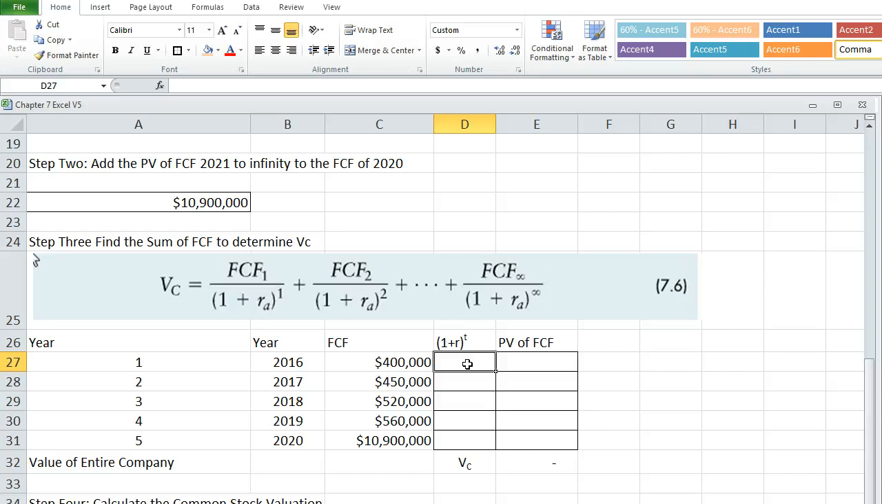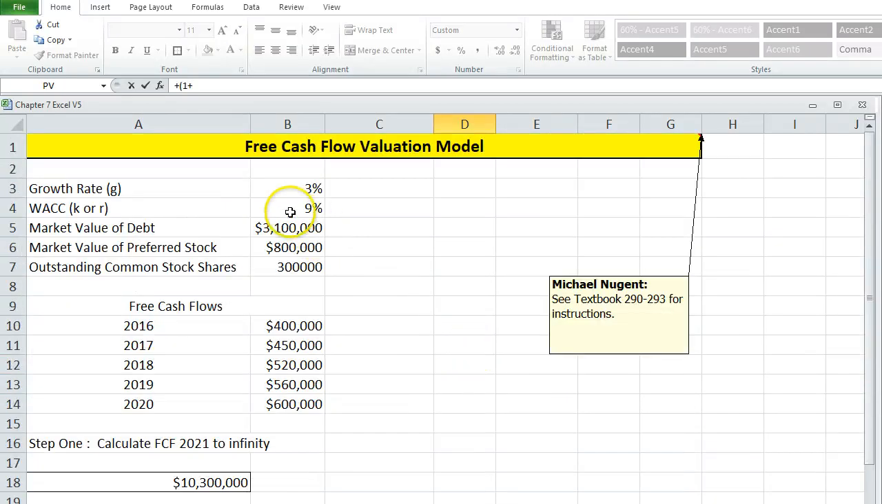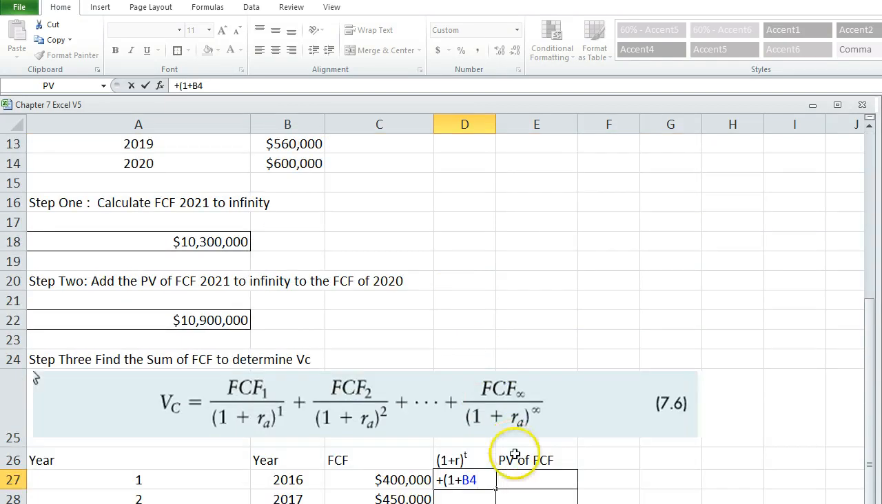Okay, so 1 plus r to the t, this is calculating our factor. So let's go parentheses, 1 plus r. So we know we have r up here. Close parentheses, using the caret, which is the icon above the number 6 key, using shift to get that, and this is our exponent. Now I'm going to lock down B4 with dollar signs because that's our 9%. So I can just pull this down to get our factor for all the years. And these are our factors.